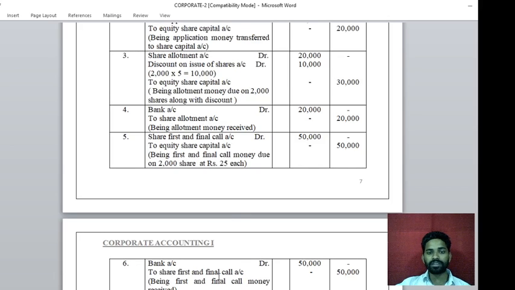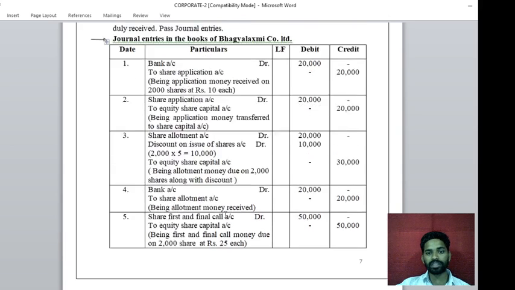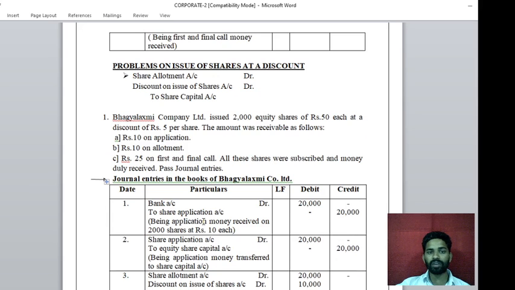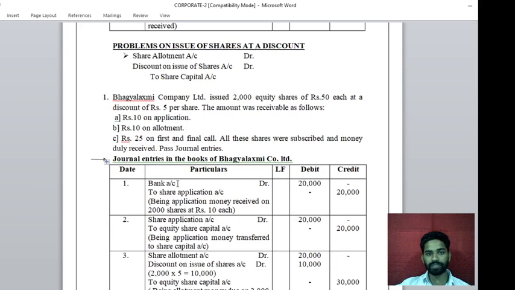Like this we have to pass the journal entries on issue of shares at discount. I hope all of you understand these concepts on issue of shares at discount.